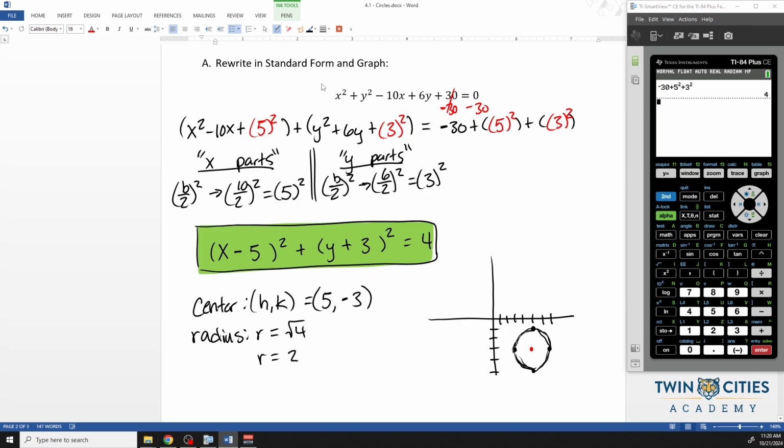And to label where everything came from, this is the center. Once we had the center, we took the radius, which is 2, and we went up 2 here, down 2 here. We went left 2, and then right 2.